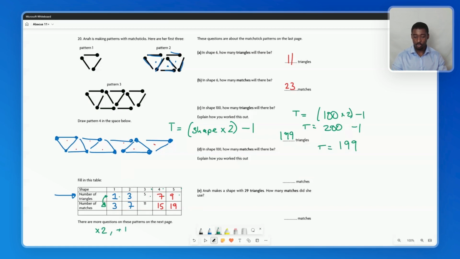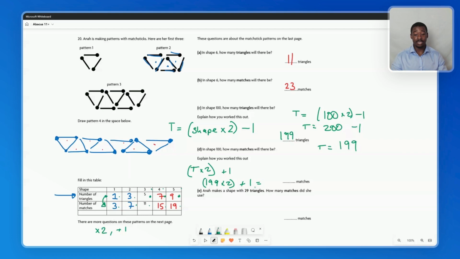So 1 times 2 is 2, add 1 is 3. 3 times 2 is 6, add 1 is 7. 5 times 2 is 10, add 1 is 11. 7 times 2 is 14, add 1 is 15. 9 times 2 is 18, add 1 is 19. So it's simply triangles times 2, add 1. So here, we've already got the number of triangles for shape 100. It's 199 times 2, add 1.